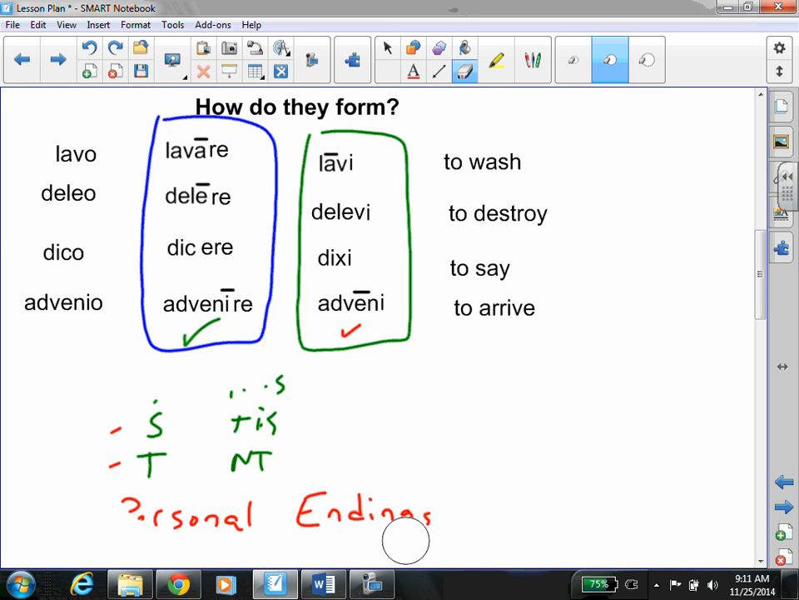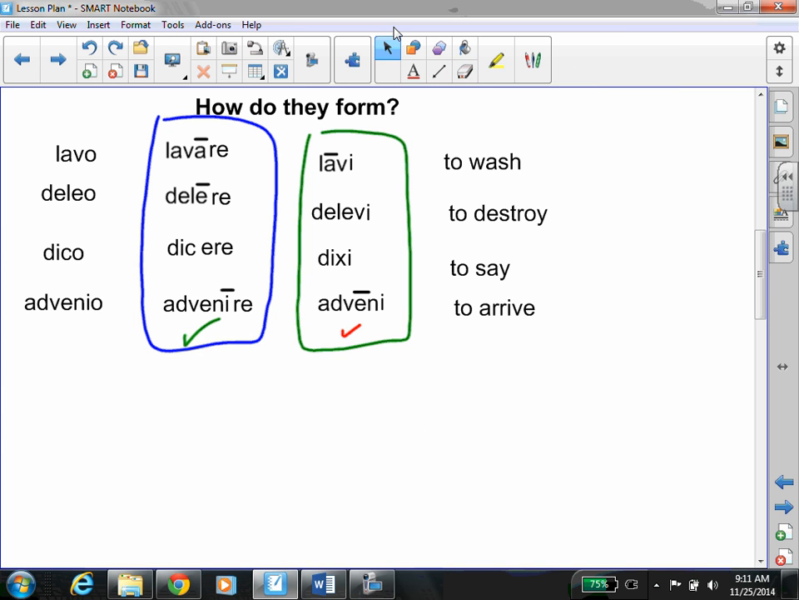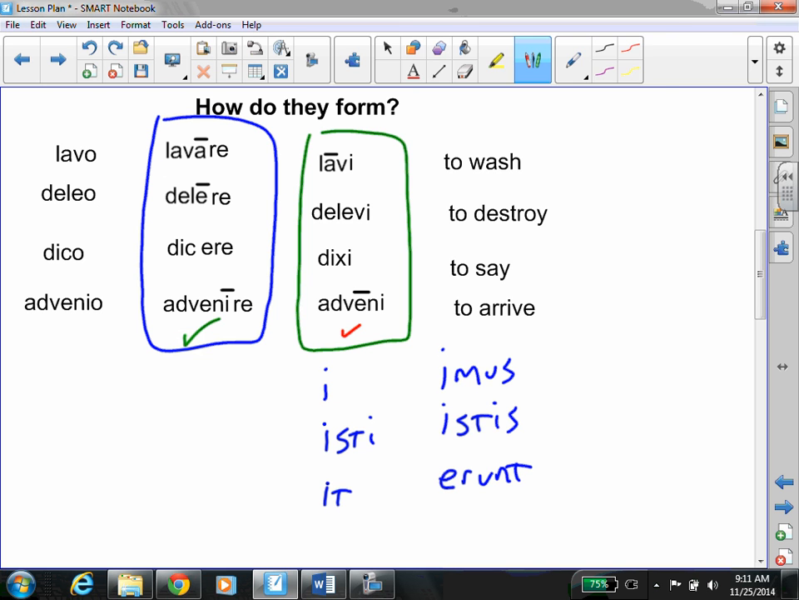Now the personal endings for the perfect tense are different. It will use i, isti, it, imus, istis, and erunt. These are the personal endings for the perfect tense. Again, it tells us who's in charge or who is doing the action. First person is I, second person you, he, she, or it, we, y'all, and they.